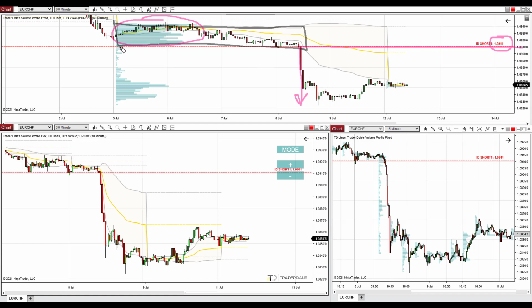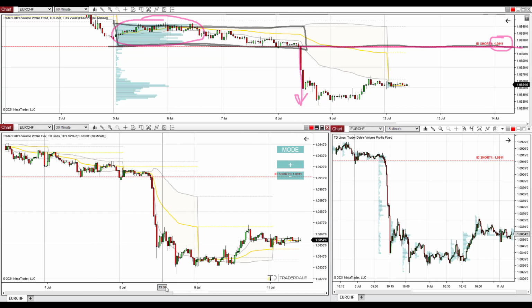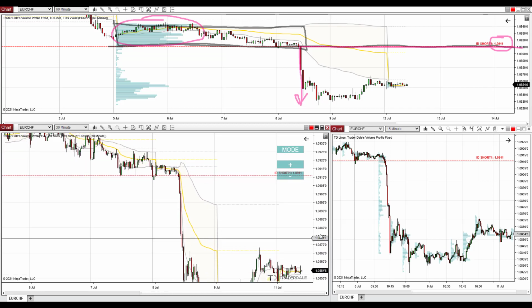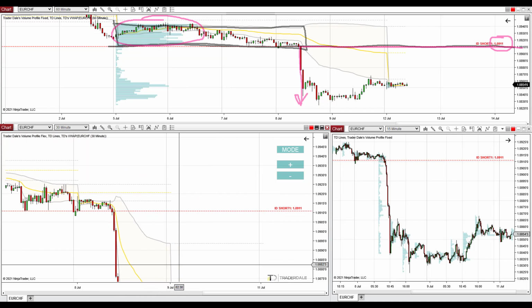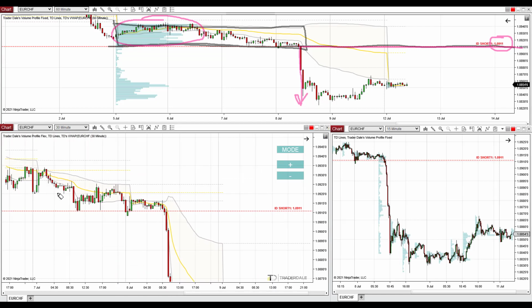Now the beginning of this heavy volume area is in here, at our level, at our resistance at 1.0911, and this is also where there was this breakout and this crazy strong sell-off started. By the way, if you look at the 30-minute chart, there's another nice thing about this level. Let me zoom it in a bit. So the price was bouncing off that level, which means that it worked as a support, right?